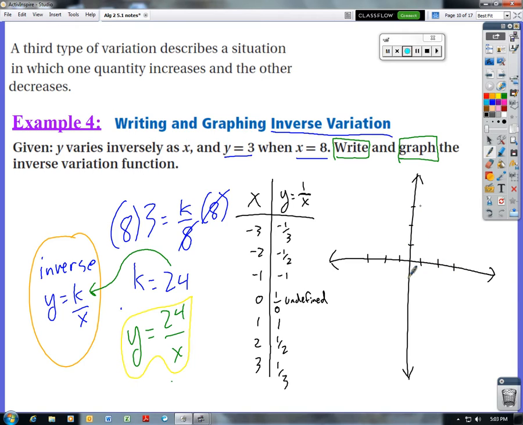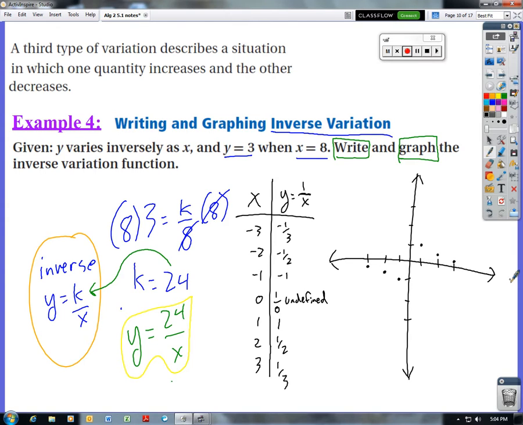So this is exciting. It's the first time we are introducing you to this graph. At x equals -3, we're down here at -1/3. X equals -2, we're at -1/2. X equals -1, we're at -1. And then at 0, we're undefined. There's no value there, so I'm not going to put anything there. And then over here at 1, we're up at 1. At 2, we're up at 1/2, and at 3, we're up at 1/3.